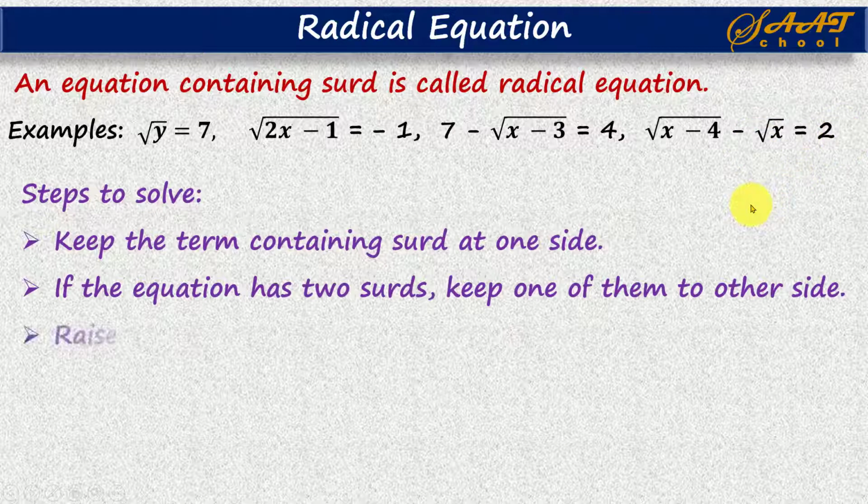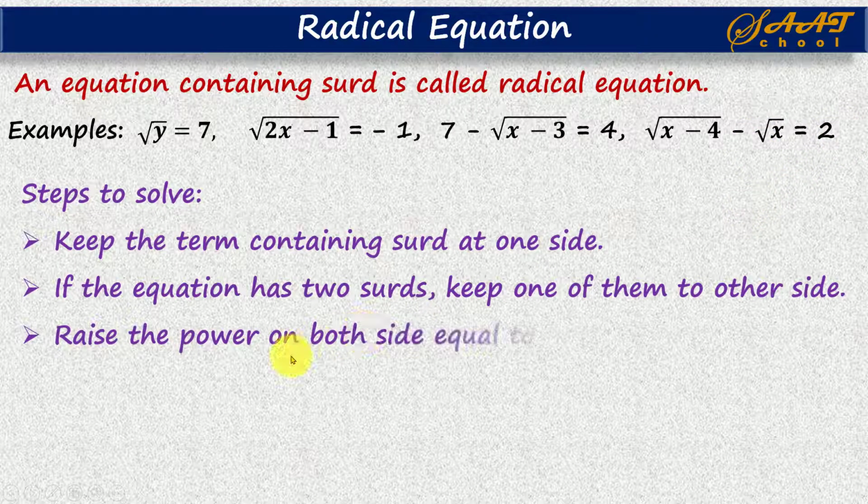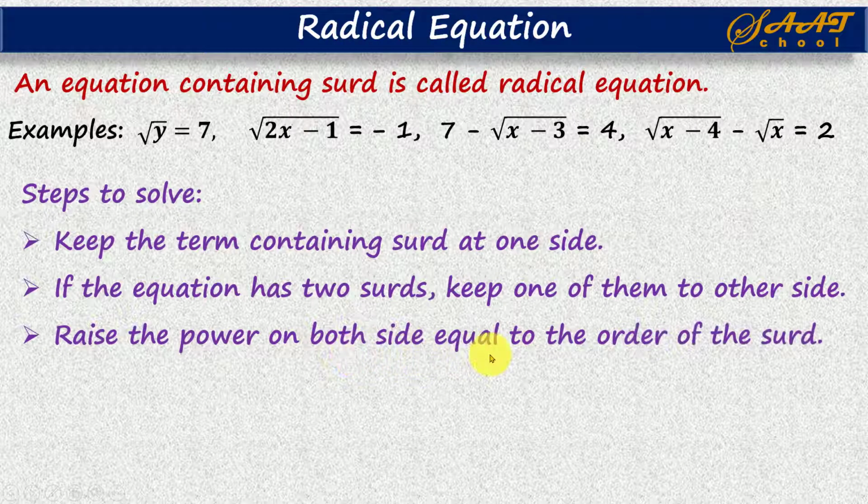Now step 3 is to raise the power on both sides equal to the order of the radical. Here in all these examples we have the order of the radical equal to 2. So in all 4 examples we have order 2. If there is order 3, then you have to raise the power to 3, meaning raise the power on both sides, which is equal to the order of the radical.